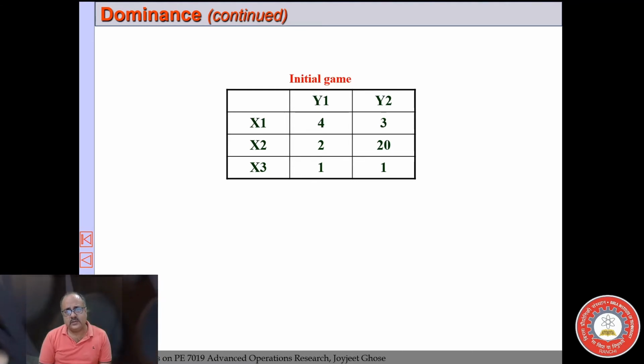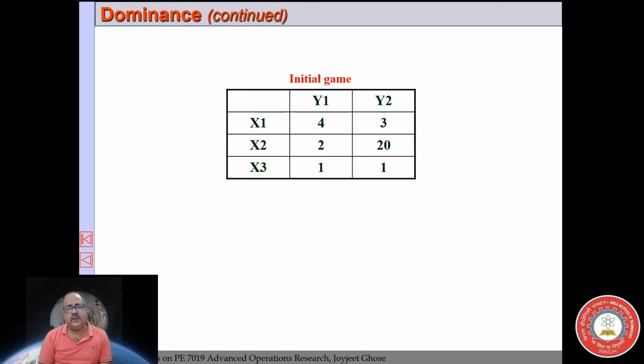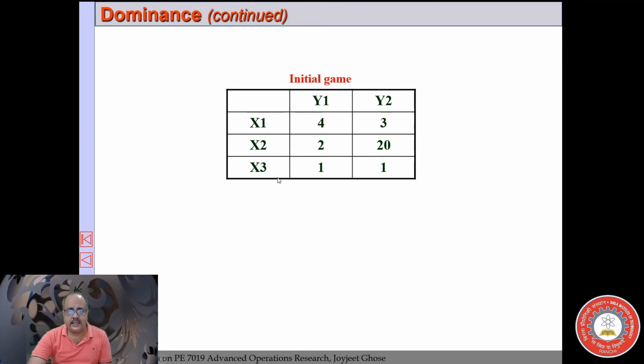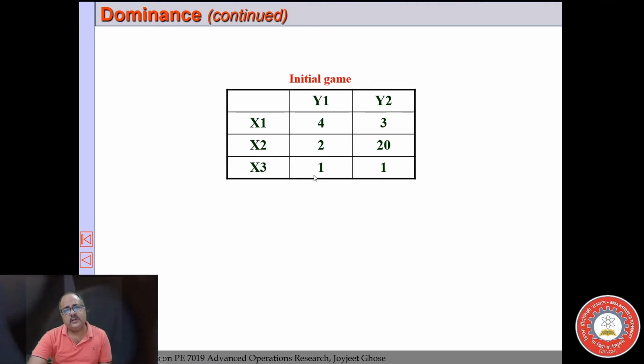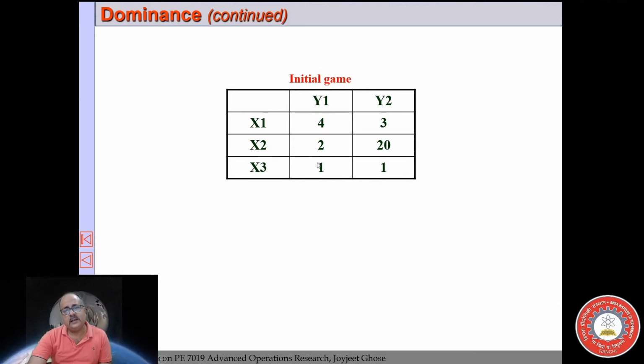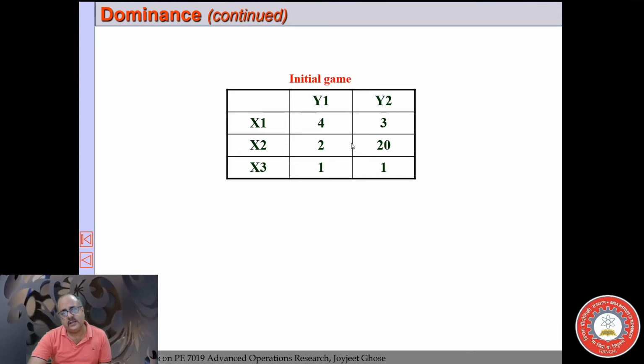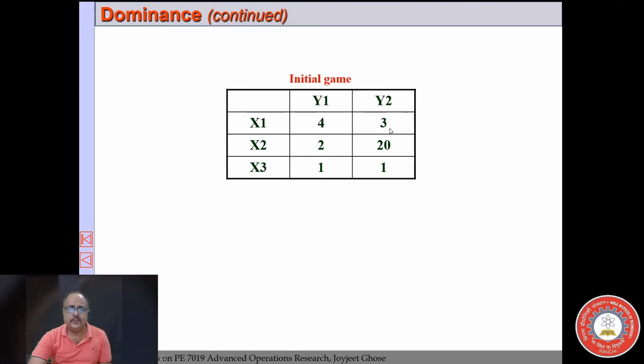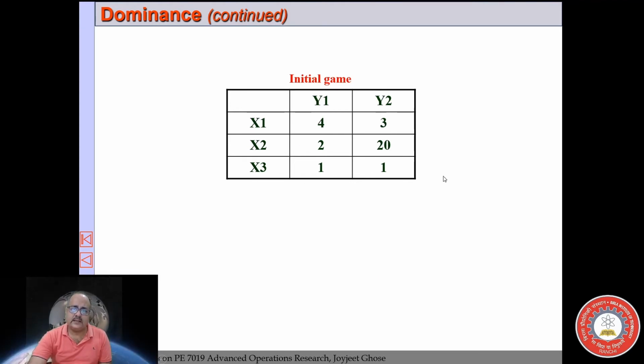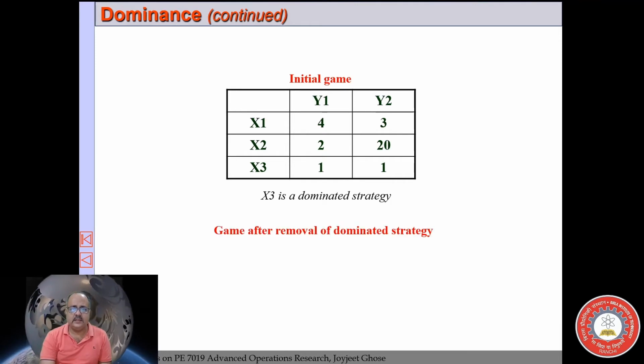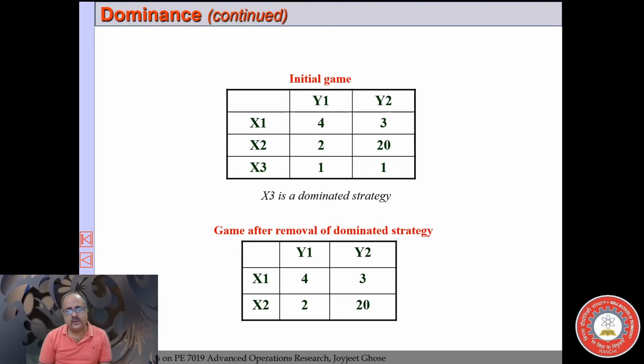Now I want to reduce it to a 2 by 2 matrix. So it is very evident here that all the elements of the x3 row, that is 1 and 1, are less than this and less than this. Also it is less than 4 and less than 1. So this x3 is either dominated by x2 or it is dominated by x1. So I can eliminate x3. So x3 is a dominated strategy. So this is the game after removal of this.